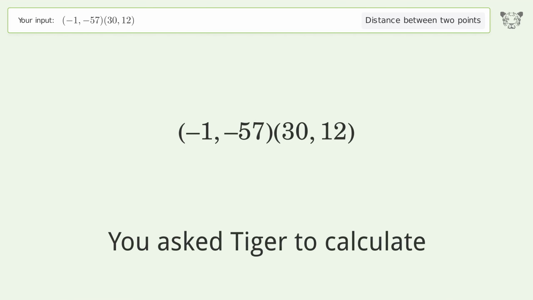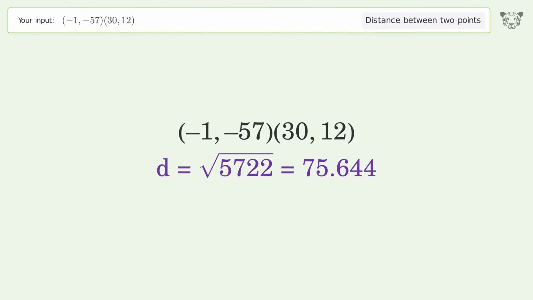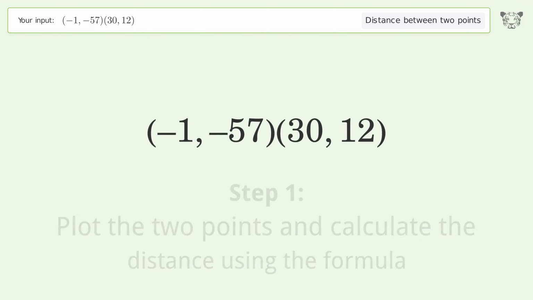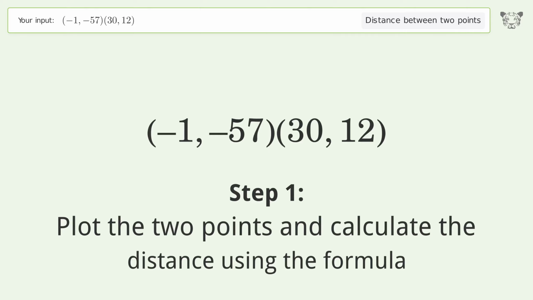You ask Tiger to calculate. This deals with the distance between 2 points. The distance between the 2 points is the square root of 5,722, or 75.644. Let's solve it step by step. Plot the 2 points and calculate the distance using the formula.